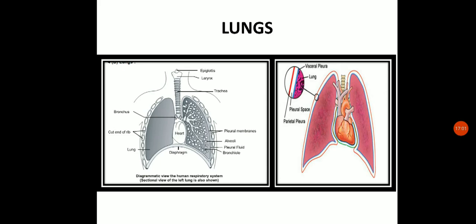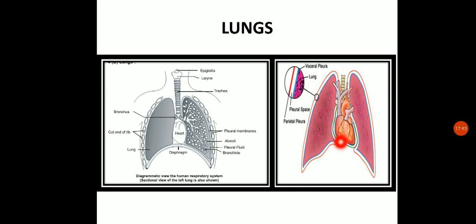Now the space between the two lungs is called the mediastinum. Here we can see there are two lungs, separated by the space between them, and this space is called the mediastinum. The heart, esophagus, and aorta are present in it. Even the thymus is present in this mediastinum space only.